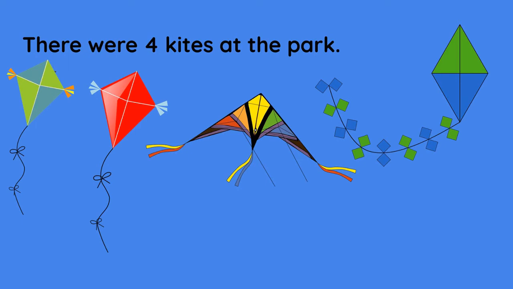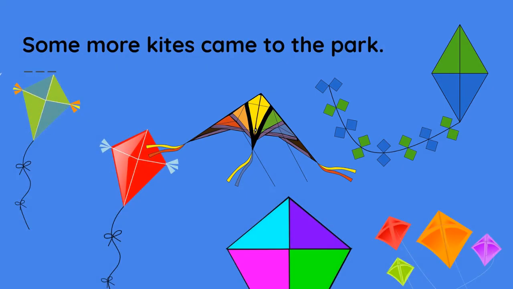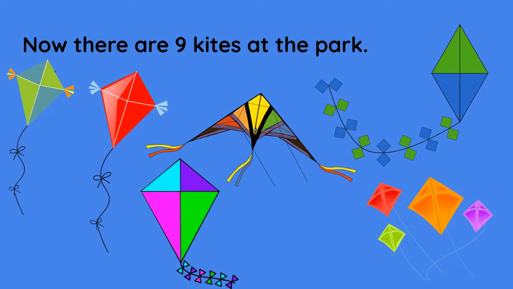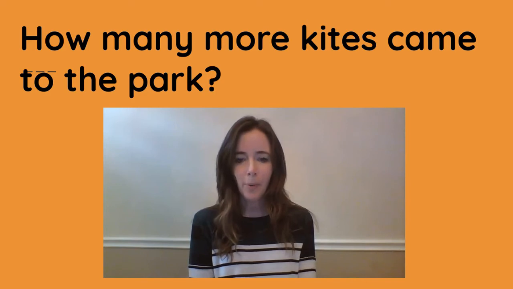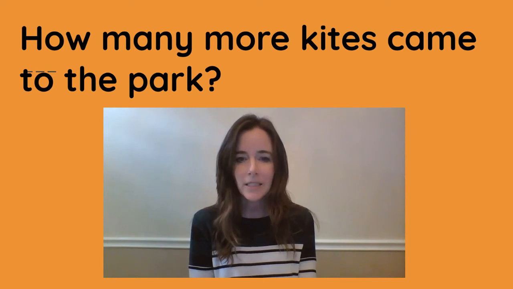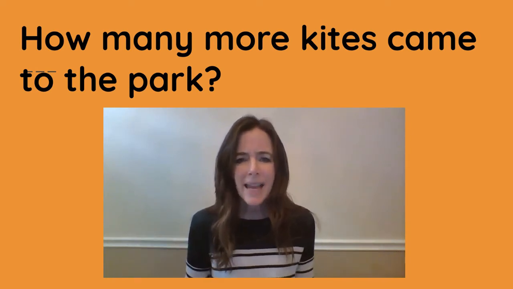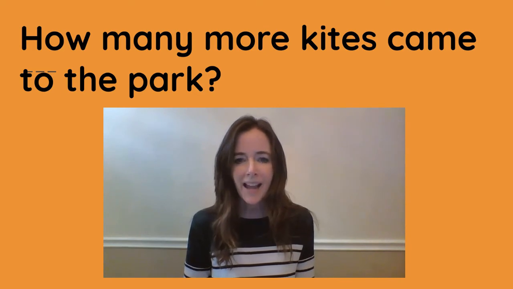Listen to this word problem. There were 4 kites at the park. Some more kites came to the park. Now there are 9 kites at the park. How many more kites came to the park? Well, let's think about this for a minute. We started with 4 kites at the park, but then more came to the park, and then there were 9 kites. How many more kites came to the park to make 9 kites?